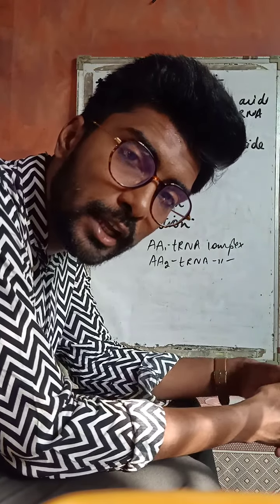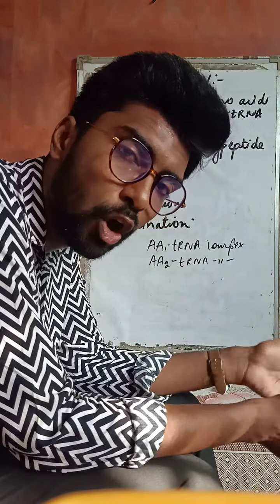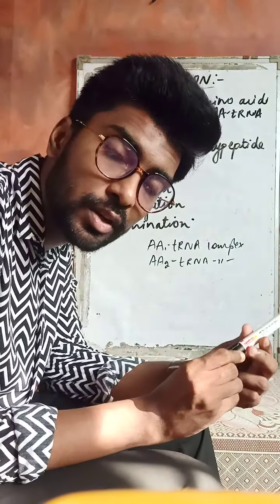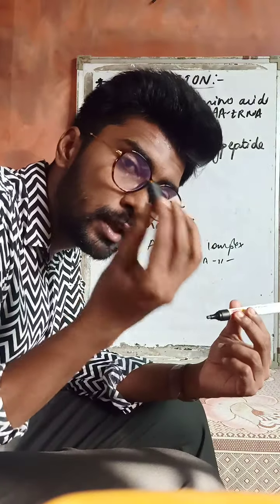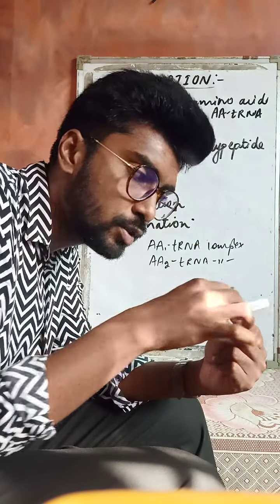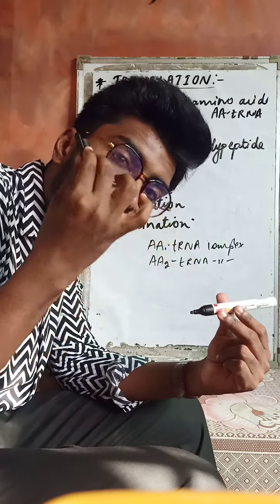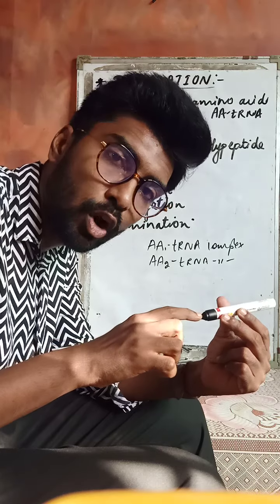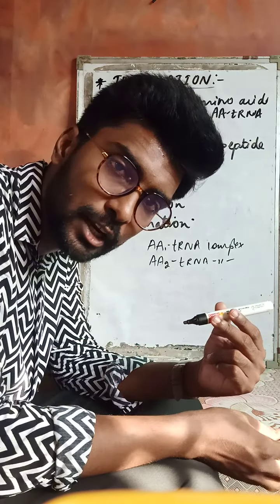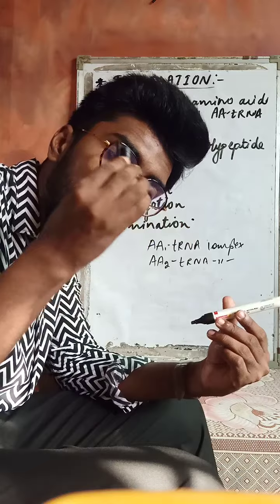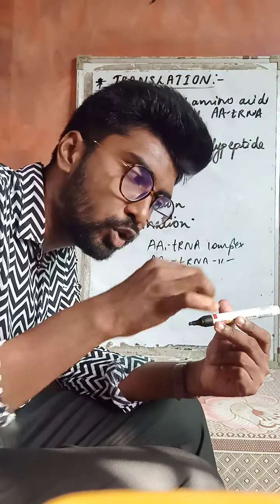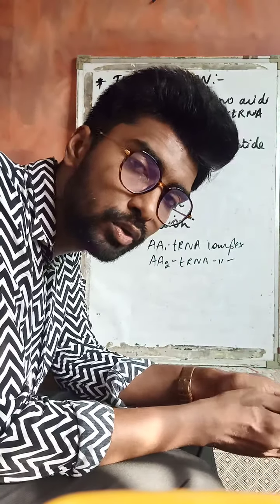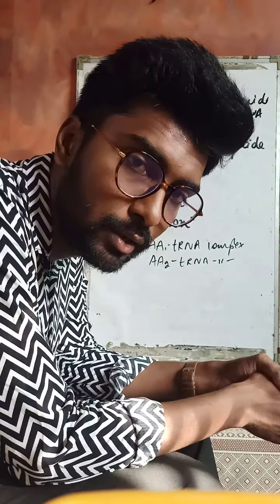Due to the complementary nature of codon and anticodon, amino acids are placed at the proper position. Now what happens in elongation is that the ribosome, for example this is the ribosome and this is your messenger RNA, will start moving from the start codon to the stop codon. Start codon is the initiation codon, stop codon is the termination codon, 5' and 3'. The movement of the ribosome from the start codon to the stop codon of the messenger RNA is called translocation. That is called elongation.